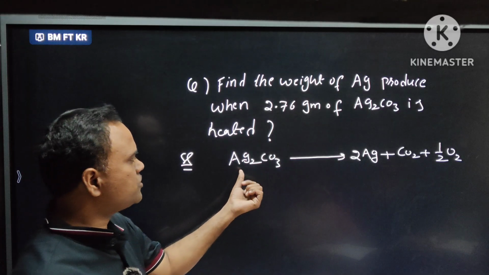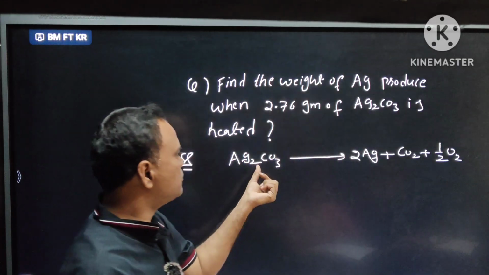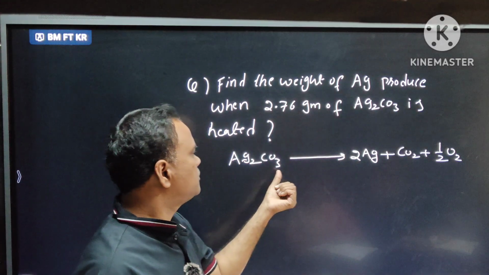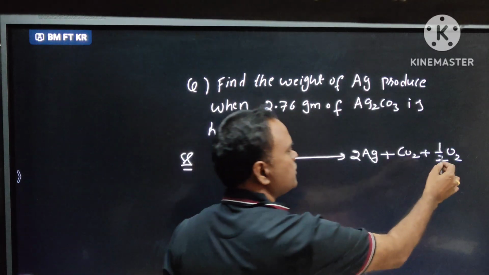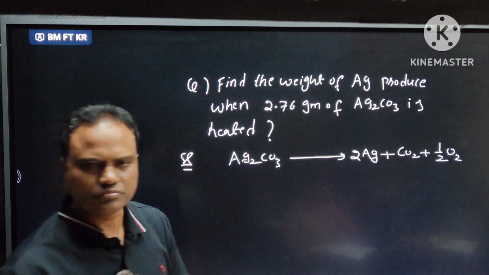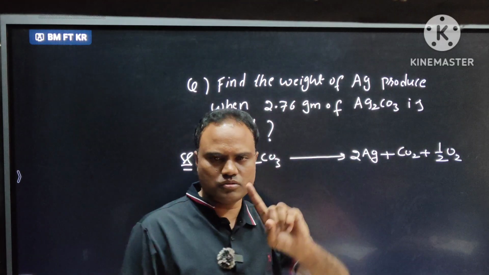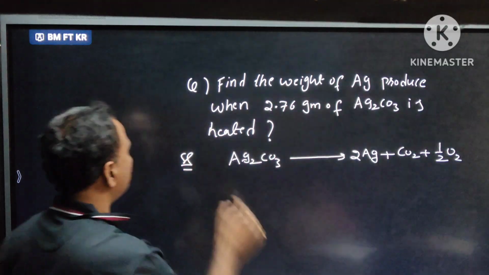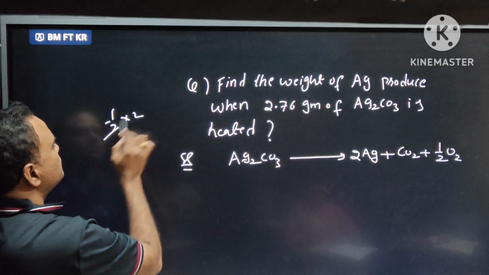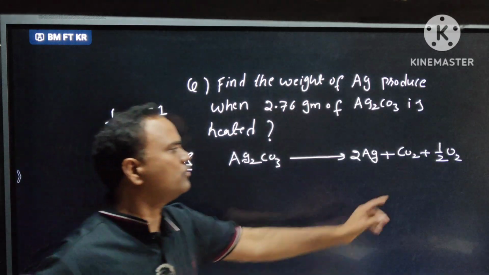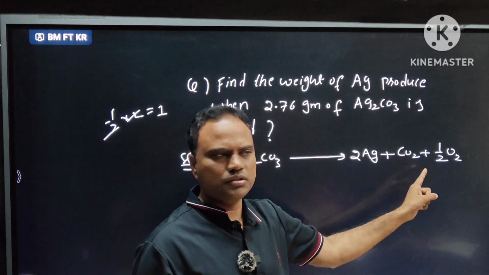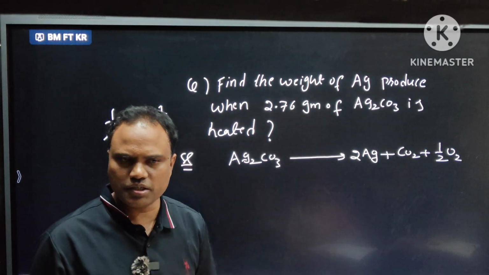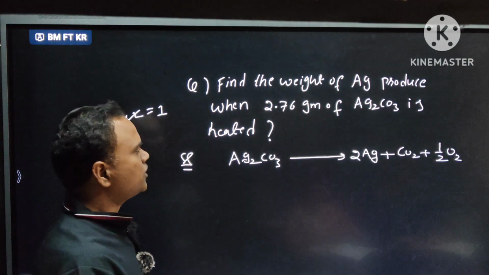Is it a balanced equation? 2 silvers, 1 carbon. Half O2 means how many oxygens? 1. The 2s will get cancelled, so 1 oxygen. Like this, 1/2 into 2 means 1. So 1 oxygen here, 1 plus 2, 3. Here also 3. So total it is balanced.